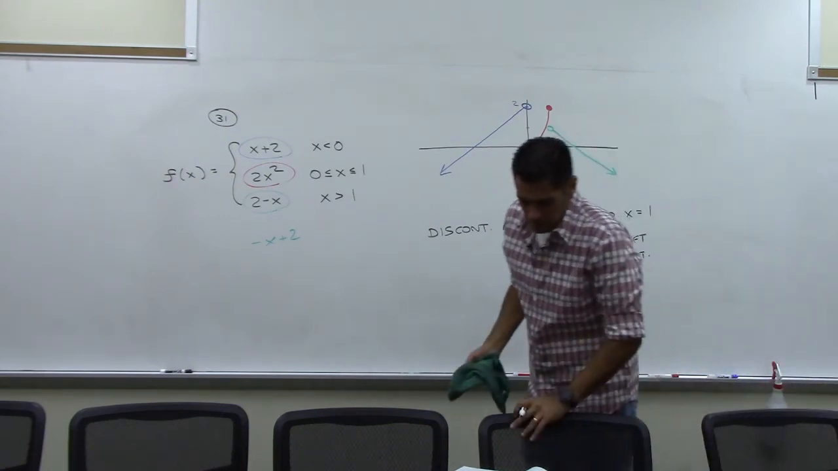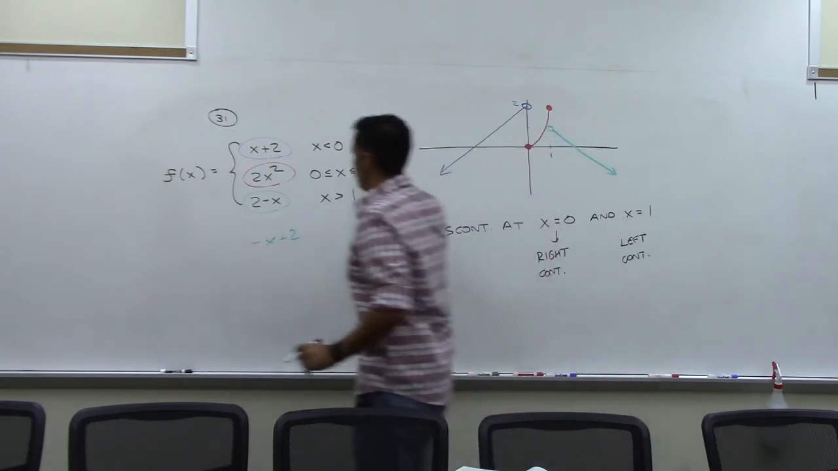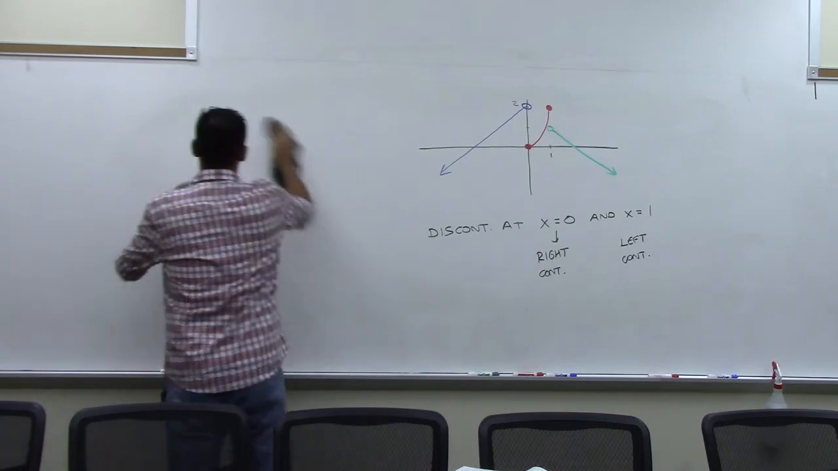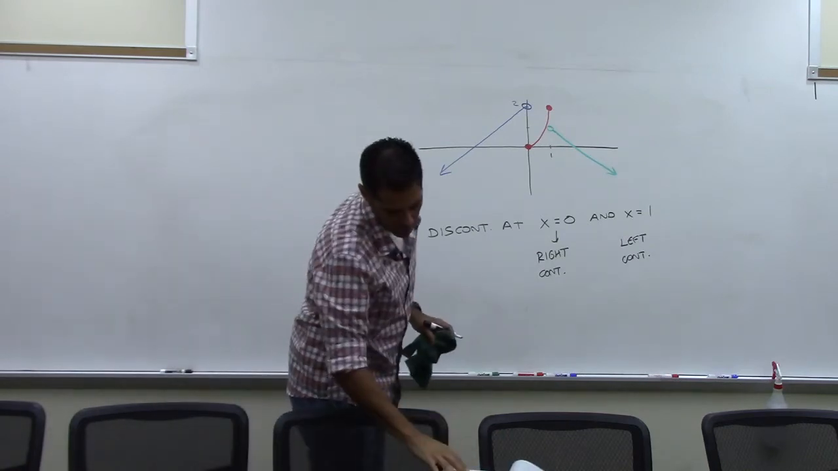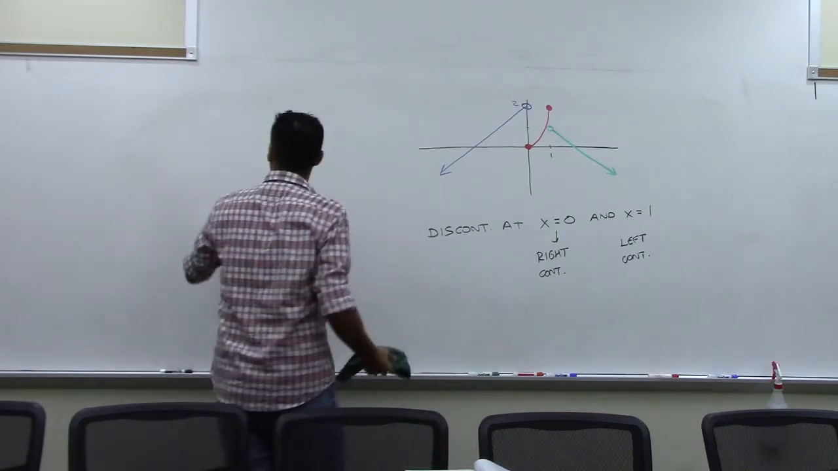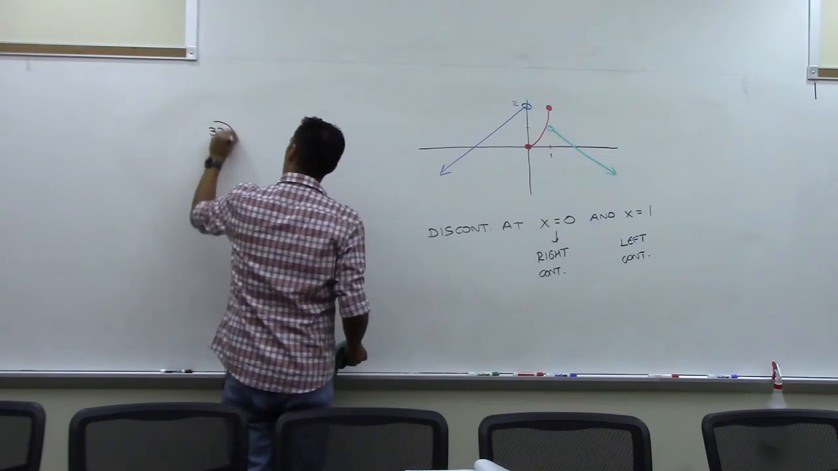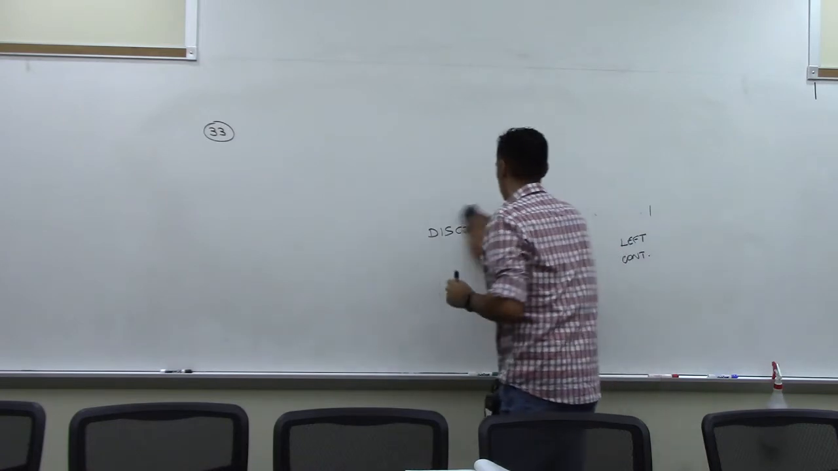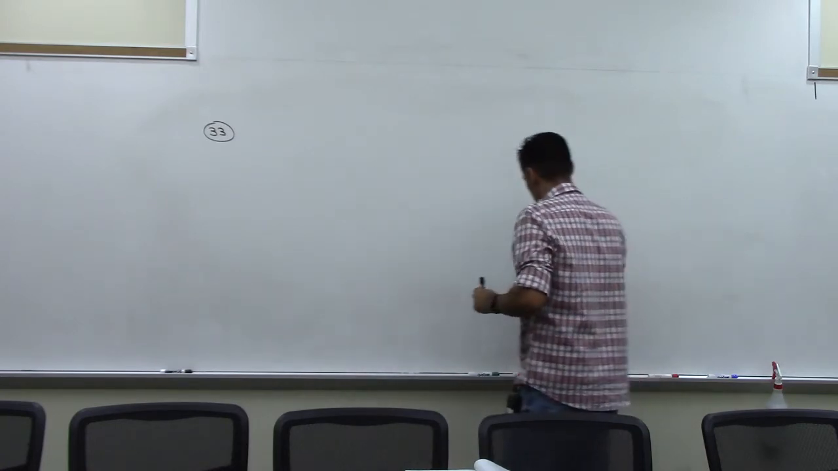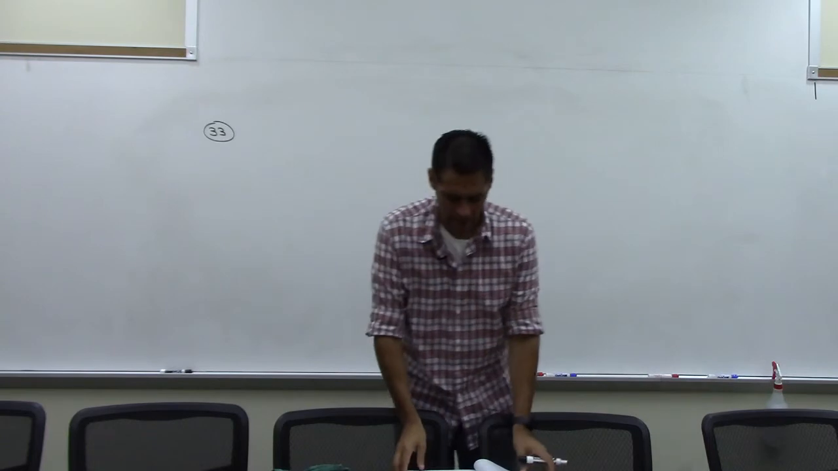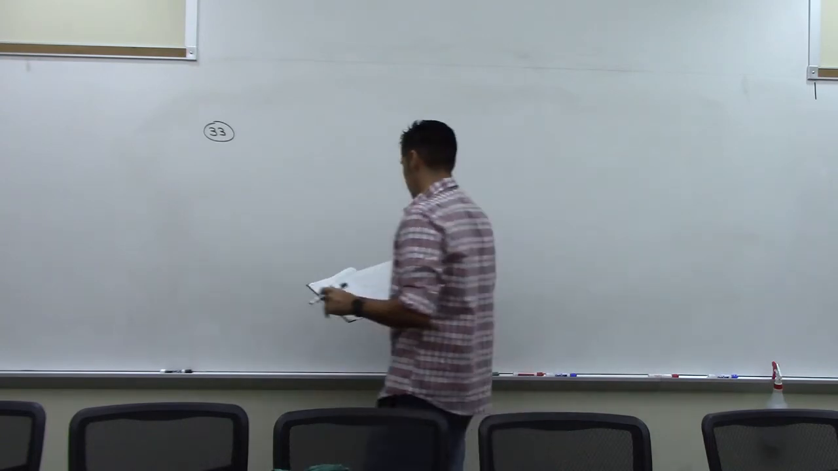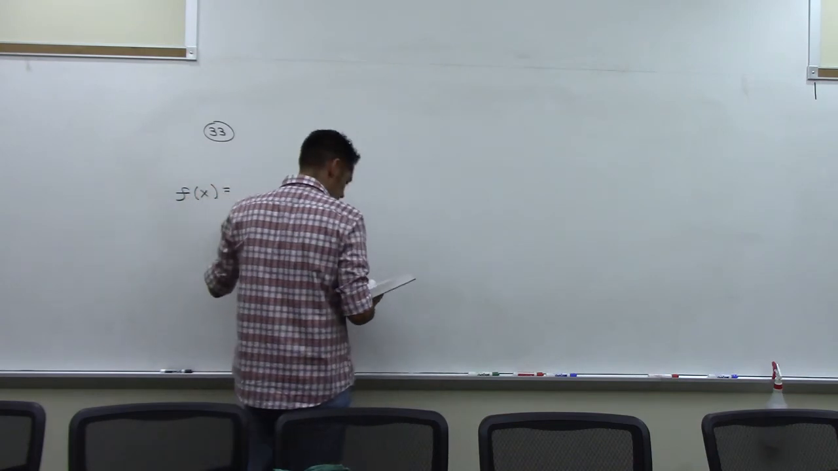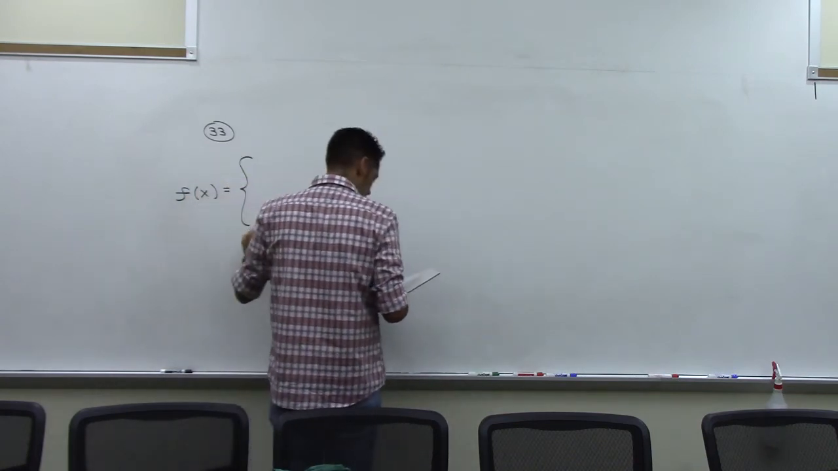All right, 33. These are test problems right here. The reason these are test problems is that you can't get away with just a graph. You've got to really think these through. You've got to use the definition of continuity to solve these problems. So let me write it down first.